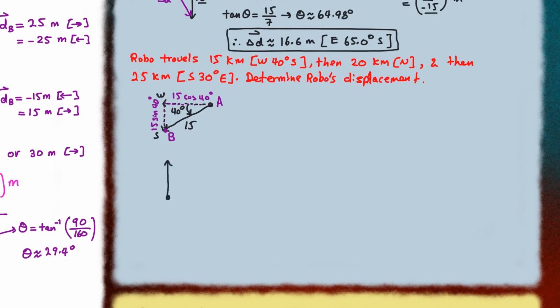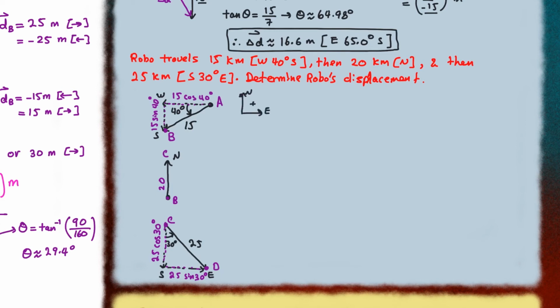Robo then travels 20 kilometers north, so that's just from B to C, and the magnitude of that is 20 kilometers. And then Robo travels 25 kilometers south and then 30 degrees towards east. So we draw the angle, we draw the components, and we know the magnitude is 25 kilometers, and we're traveling from point C to D. The side adjacent to the angle is 25 cosine of 30, and the side opposite to the angle is 25 sine 30. Now we have broken down all of the displacements into their east and north components.